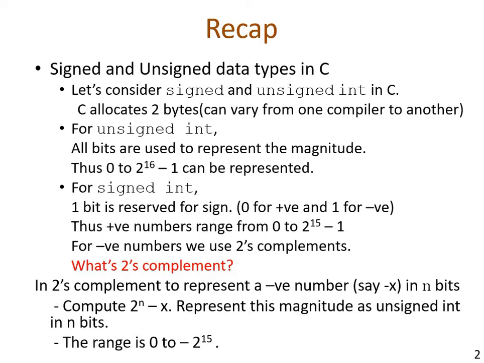And for signed int, 1 bit is reserved for the sign, 0 for positive and 1 for negative. Thus, positive numbers can range from 0 to 2 power 15 minus 1. For negative numbers, we use 2's complement. So what's 2's complement here? To represent a negative number, say minus x in n bits, compute 2 power n minus x and represent this magnitude as unsigned in n bits. So the range is 0 to minus 2 power 15.